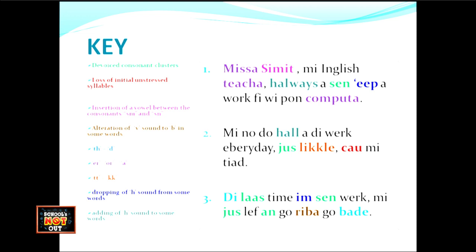Let's look for those in purple. Mr. becomes Missa. Teacher becomes teacha. And computer becomes computa. The double T replaced by the K. We have one such example: little instead of little.